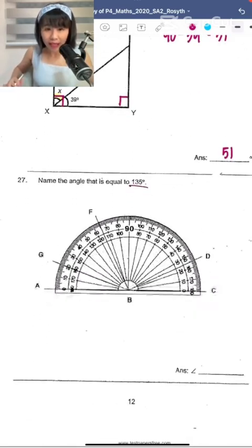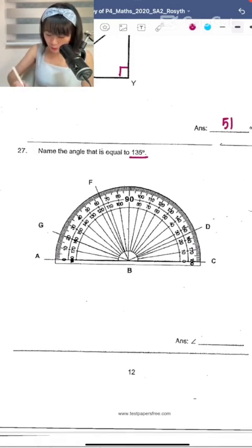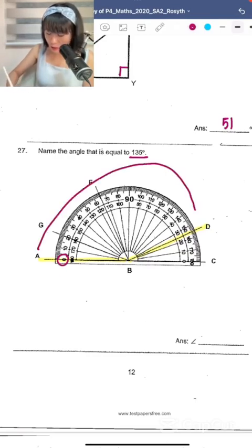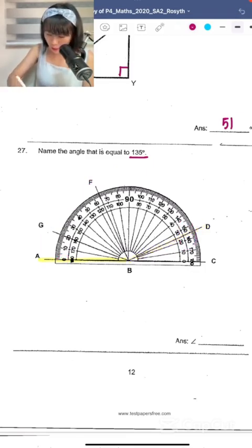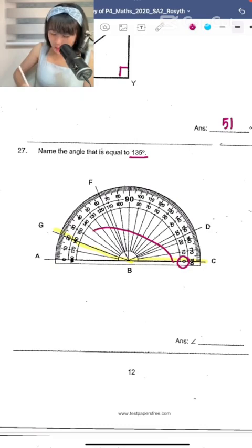Next one, name the angle that is equal to 135 degrees. Okay, if you want to begin from, let's say 0, you realize this question cannot work because if you start from 0, you look at the outer scale, right? You look all the way until here is about 155, which is not 135, right? So let's try another one. If I were to look from here, whereby I start from 0, you must make sure you start from 0 all the way. That means I'm looking at my inner scale. Here is actually at my 160.